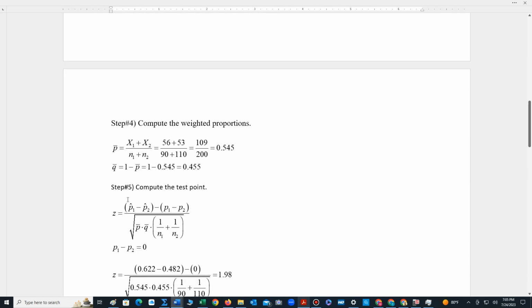Next, we calculate the weighted proportions. P bar is the sum of x1 and x2 divided by the sum of n1 and n2. So we add 56 and 53 divided by 90 plus 110. That's 109 over 200, which is 0.545. Q bar is 1 minus P bar, so 1 minus 0.545 is 0.455.